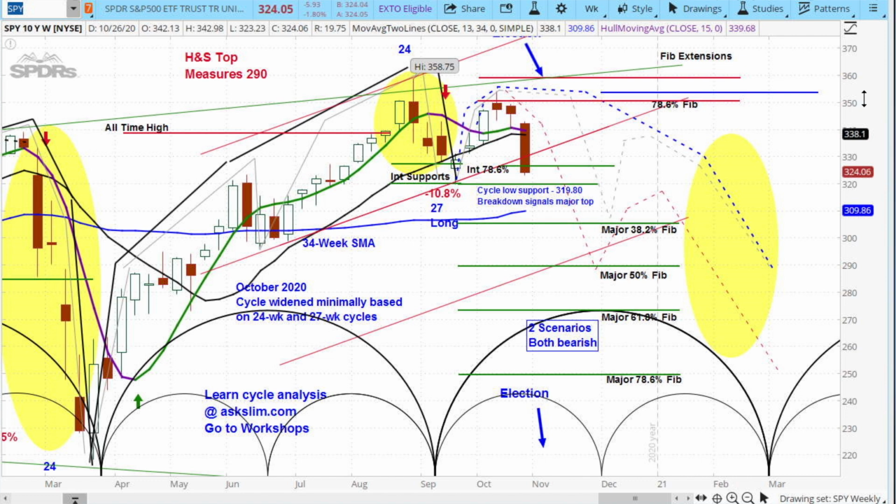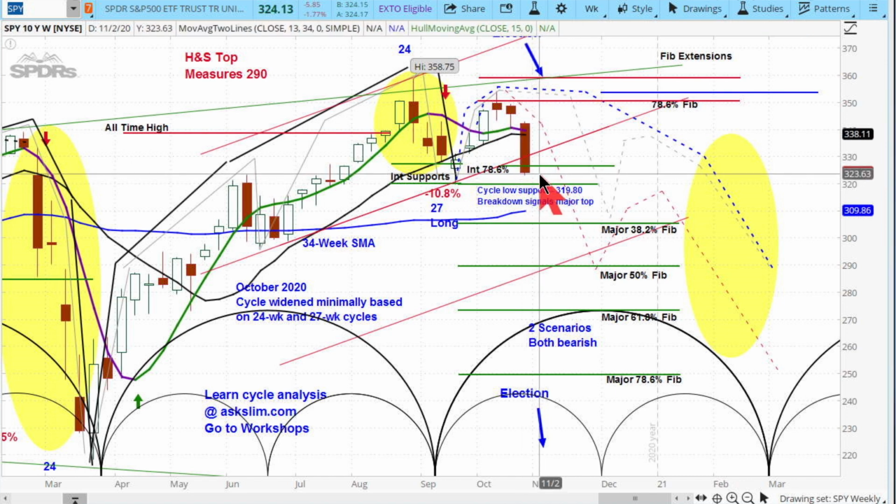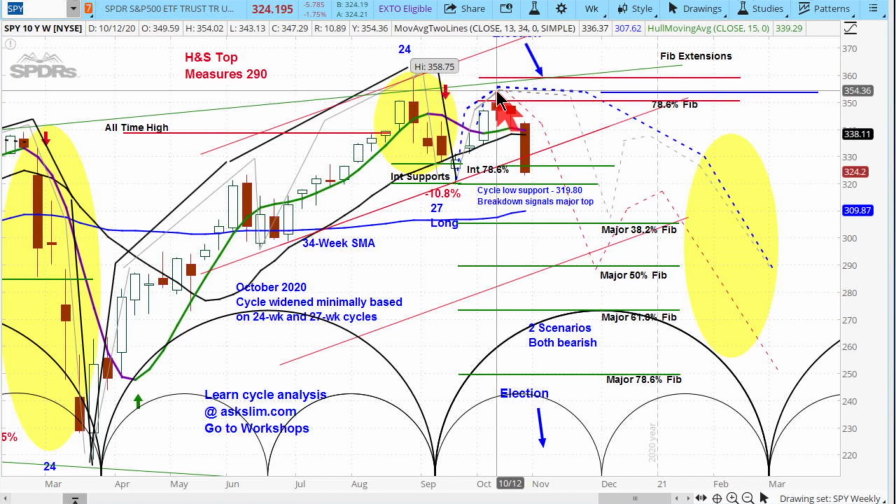Let's first look at the potential for Trump holding on to the presidency, which, based on the polls, is a low percentage. If that were to happen, then the market would turn up. There would be a relief rally of a very, very significant amount. I would doubt that it would get above this level, 354. If it did, it would really repair the market, but I really doubt that.